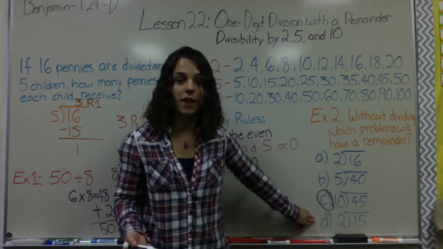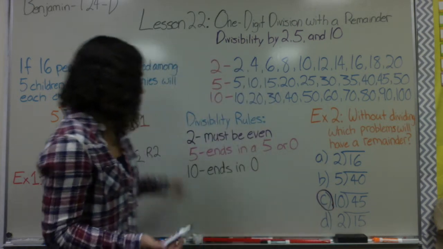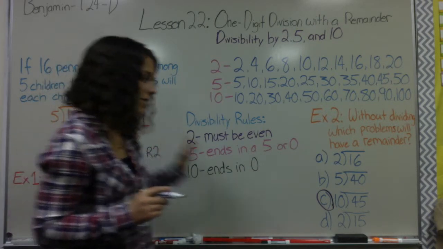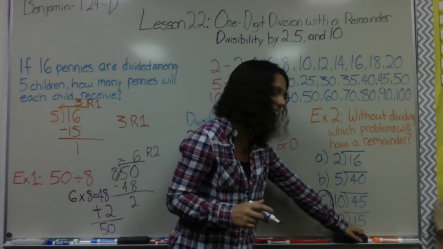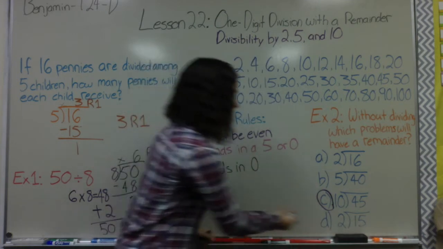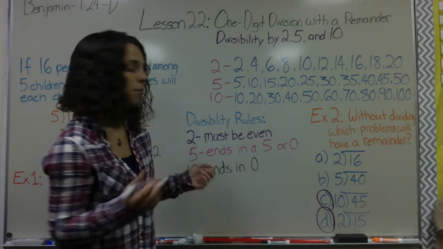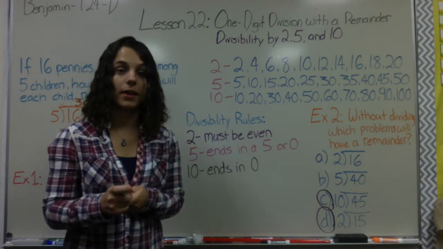D, 15 divided by 2. Let's see. If it is divisible by 2, it must be even. 15 is not an even number because 5 is not an even number. So D is also part of your answer because it will have a remainder.